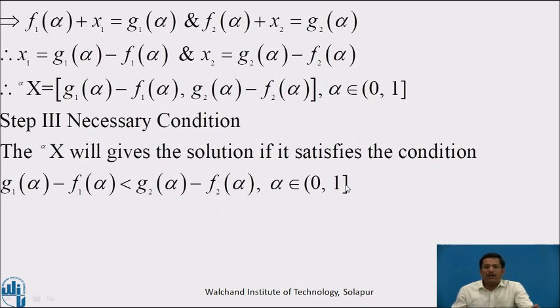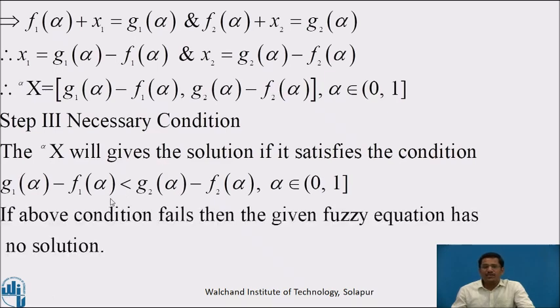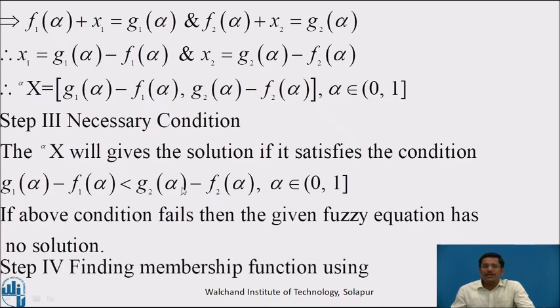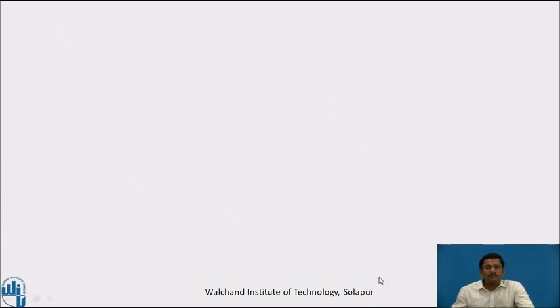If you find any alpha in this range where this inequality does not hold, meaning at that point we are getting either equality or greater, in such a case we can say that the given fuzzy equation has no solution. So once you have this necessary condition, then we can easily find the membership function of the solution x by using the alpha cut of x.